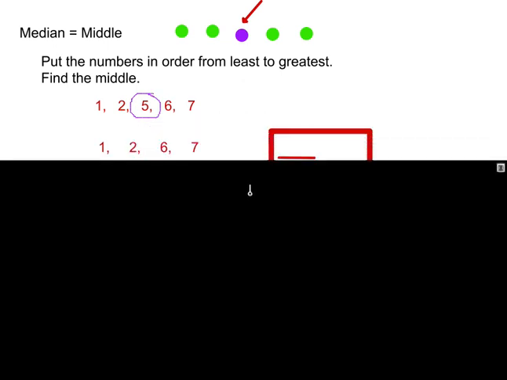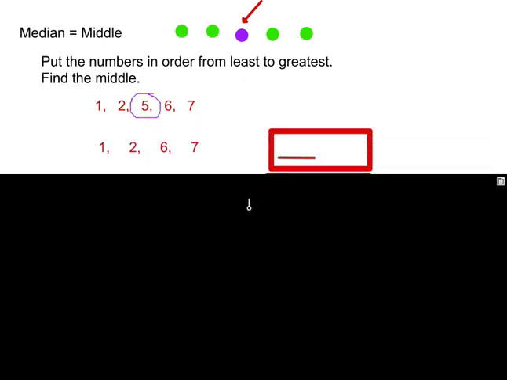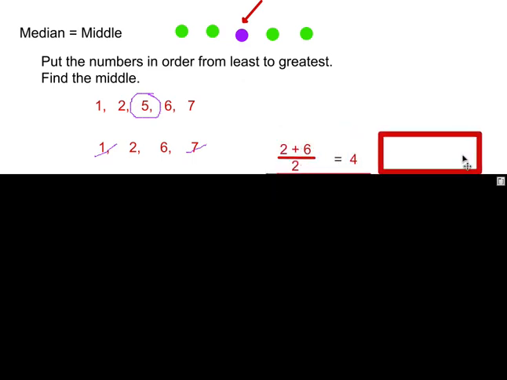Sometimes you'll have numbers like 1, 2, 6, 7, where there's no middle number. So here, what you're going to need to do is cross off the numbers, and then take a look at the last 2 numbers that are existing. And what you want to do is add those 2 numbers together and divide by 2. So 2 plus 6 is 8. 8 divided by 2 is 4. So you can imagine that 4 is right in the middle.